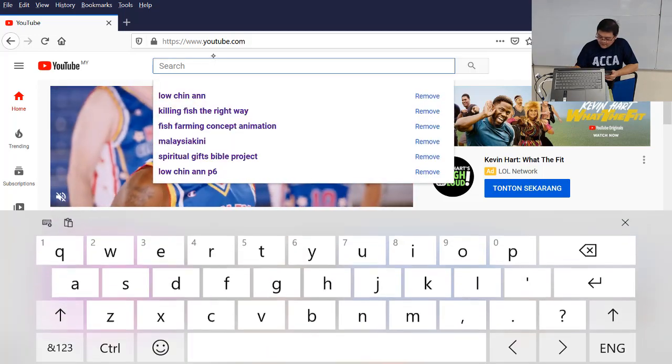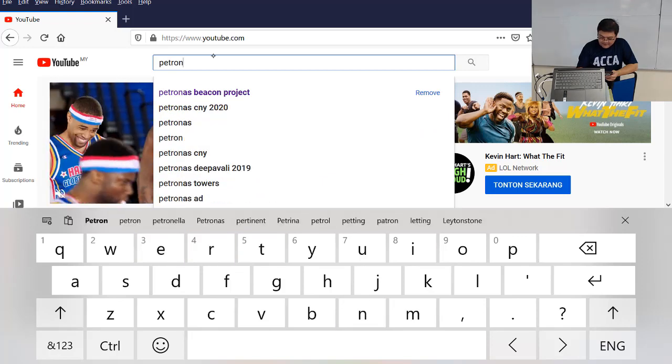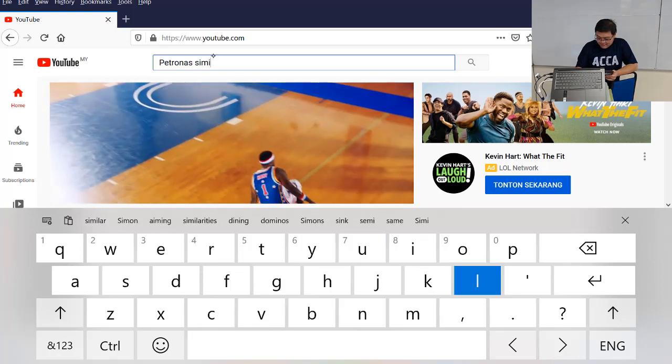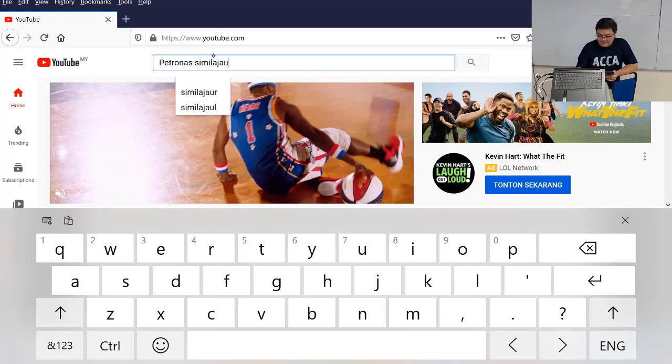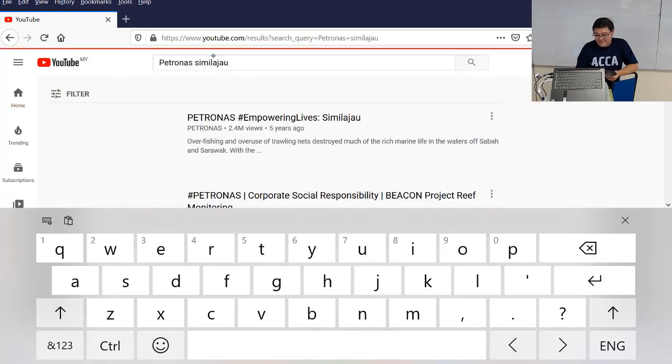Okay, it's called Petronas. The place name is called Similajau. Really lah, that's its name lah, okay.